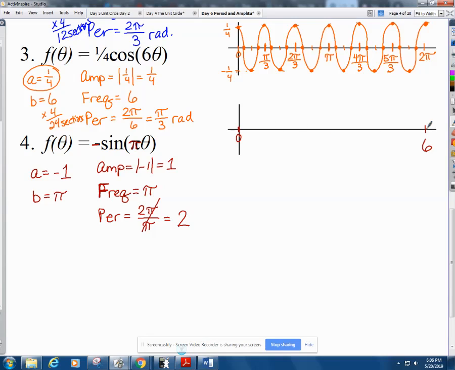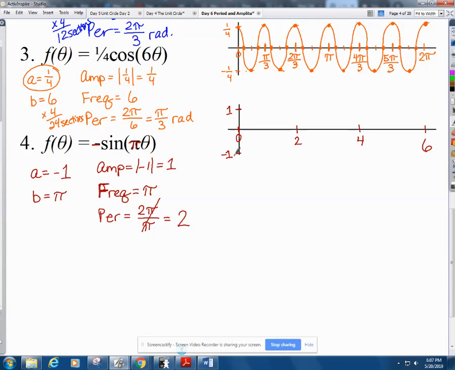So if we go to 6, that means I'm going to split this up into thirds. So split it into thirds again. And the first cycle will end at 2, the second cycle will end at 4, and the third cycle will end at 6. My amplitude is negative 1, so my highest point is going to be positive 1, and my lowest point is going to be negative 1.